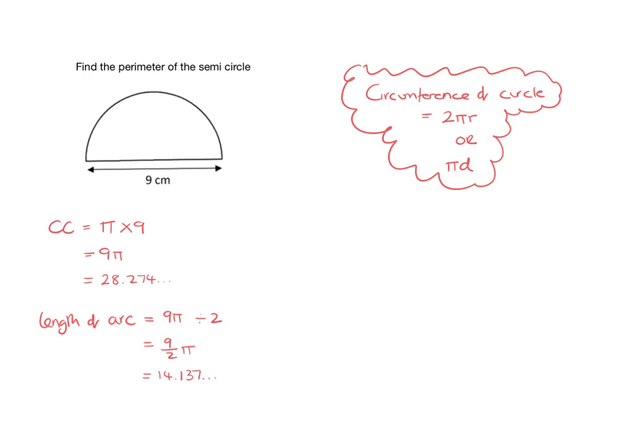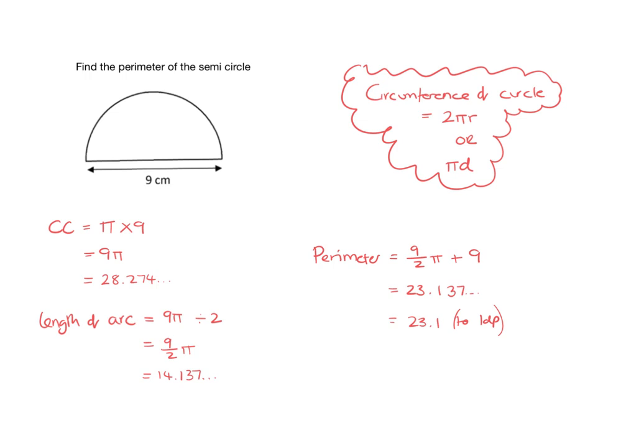So to get the perimeter of my shape, I'm going to add my arc length to my straight edge, and the straight edge is equal to 9 centimetres. Now there's a few ways I could present my answer for this. So I could either leave my answer exact, so that means leaving things in terms of pi, so 9 over 2 pi plus 9, that would be my final exact answer.